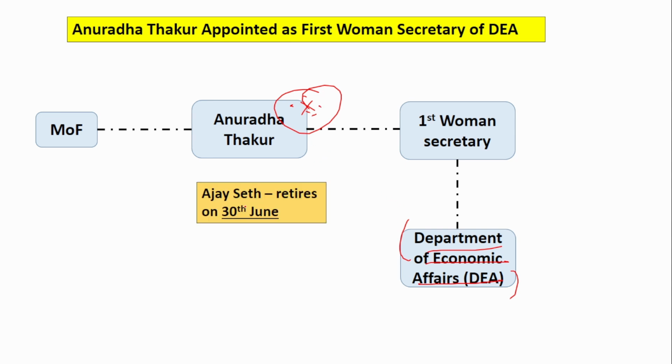So she will be replacing Ajay Seth, who is expected to retire on 30th June. So she will be taking the position from 1st July. Okay, till 30th June, Ajay Seth will be the Secretary of the Department of Economic Affairs. From 1st July, Anuradha Thakur will be replacing him.